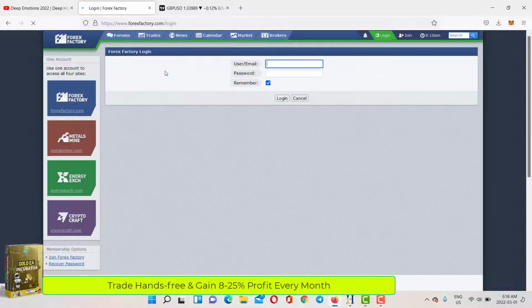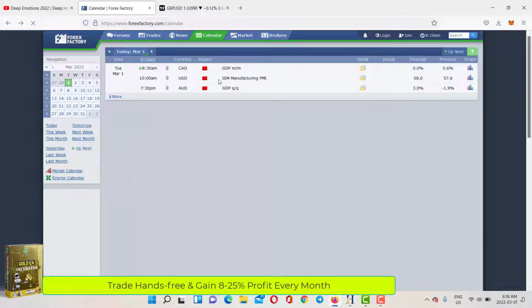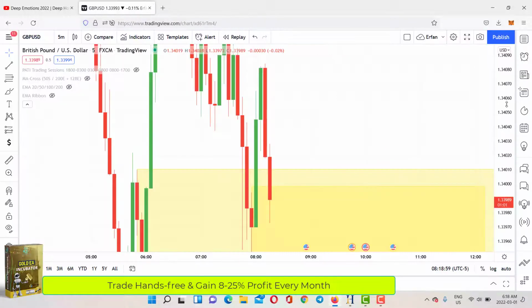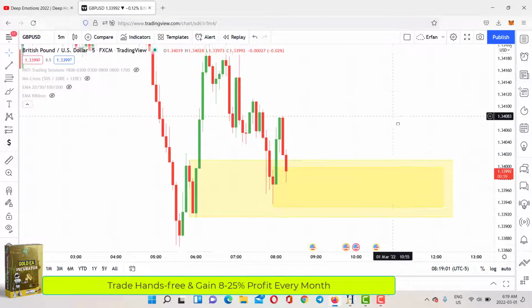And also, ISM manufacturing EURUSD 10 a.m., which is in 1.5 hours, and GBPUSD for Aussie. So we gotta be careful about it, but we are not trading CAD currency. For EURUSD we have almost 1.5 hours, but I'm just gonna see what happens with this one.